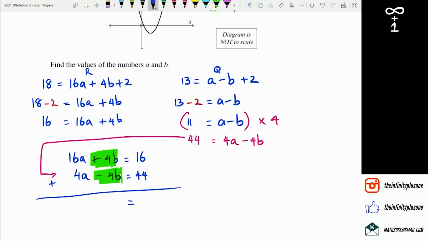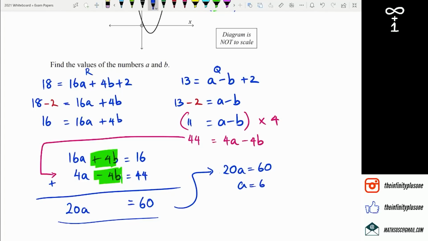Now, because this is plus 4b and minus 4b, all I'm going to do is literally add the two sides together. So I've got 16a plus 4a, which is 20a. 4b plus negative 4b becomes 0. 16 plus 44 is 60. So what I've got here is 20a is equal to 60, which means a is equal to 60 divided by 20, and I get a is equal to 3.